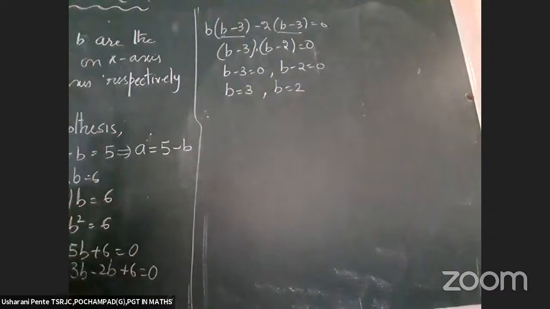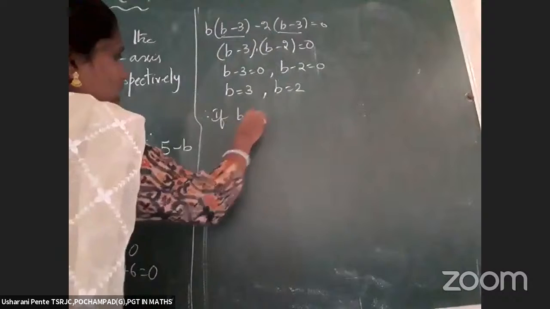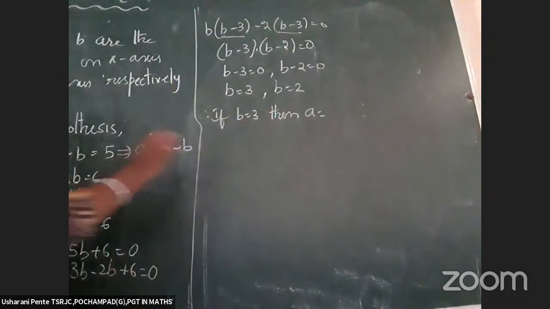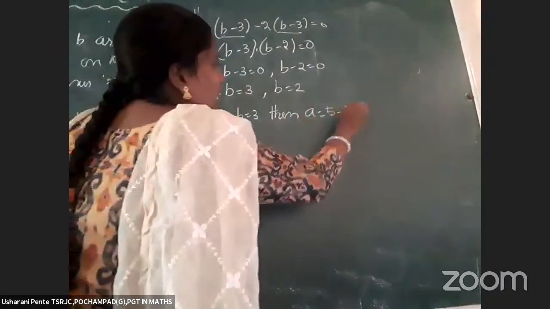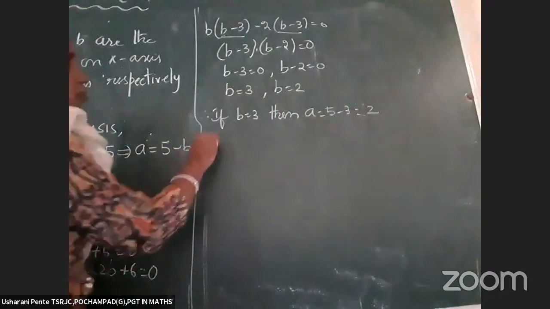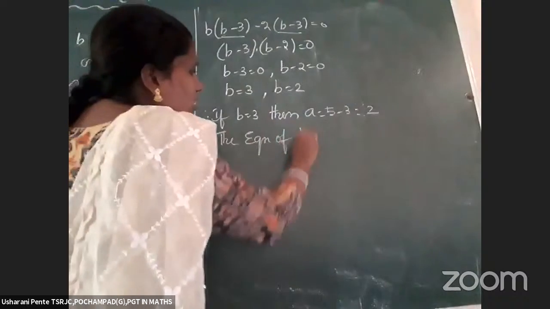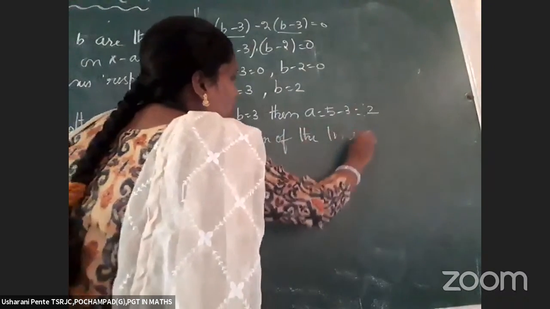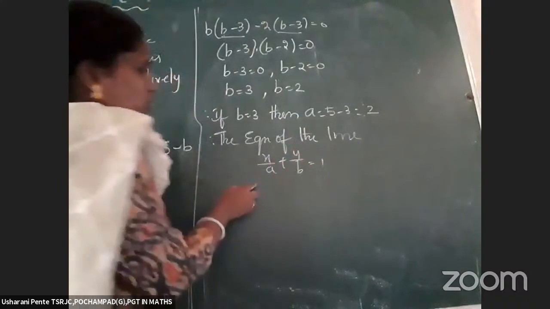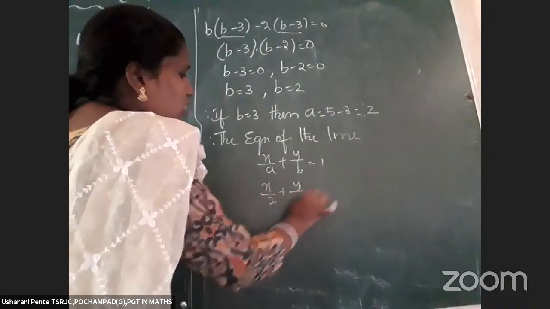Therefore, what can we find? If B is equal to 3, then what about A? A is equal to 5 minus 3, that is 2. Therefore, the equation of the line, that is x by A plus y by B equals 1. Substituting A is equal to 2, we get x by 2 plus y by 3 is equal to 1.